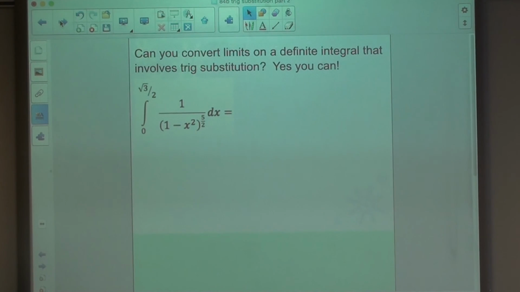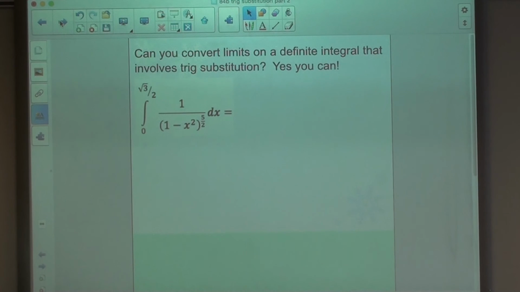So here we go. First thing you need, remember trig substitution only applies when you have a root of a quadratic, right? Anytime you have a root of a quadratic, you're good for trig substitution. How can we write this so that we have a root of a quadratic?